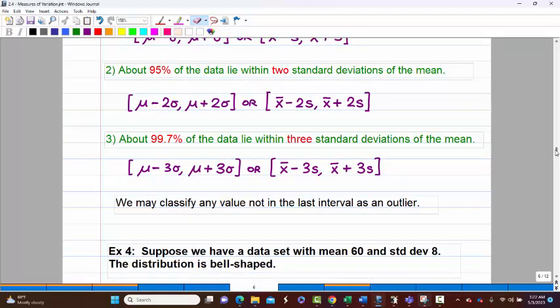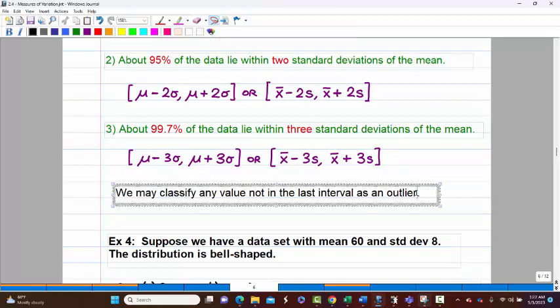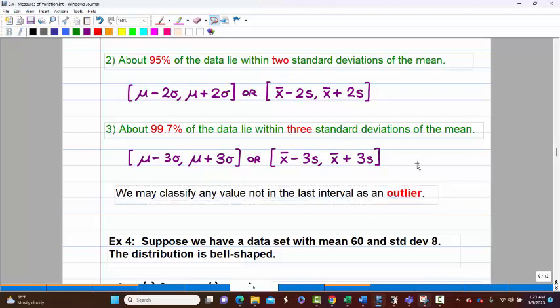And here comes that word we've used before: outlier. We've told you it keeps popping up here and there. So you can safely identify any value that's not in that third interval as an outlier in your data set.